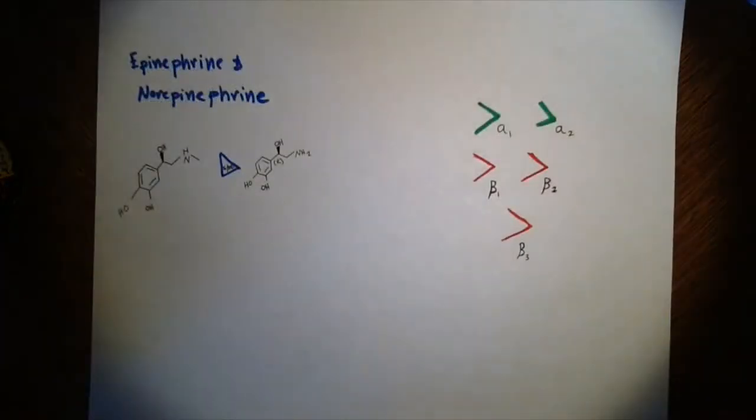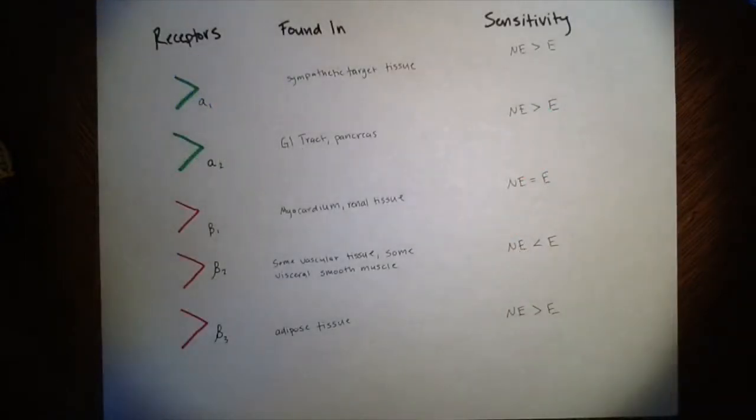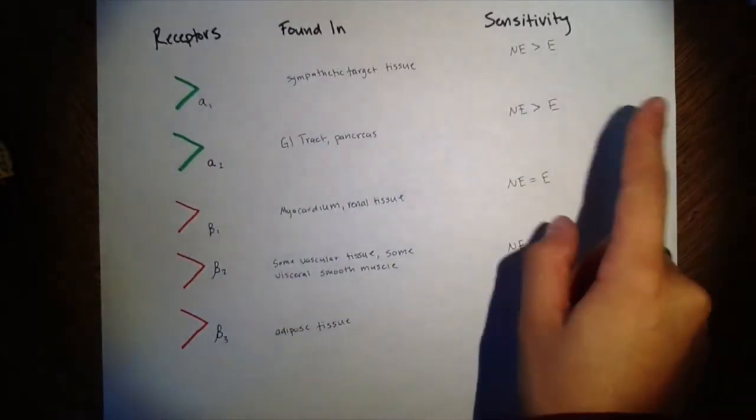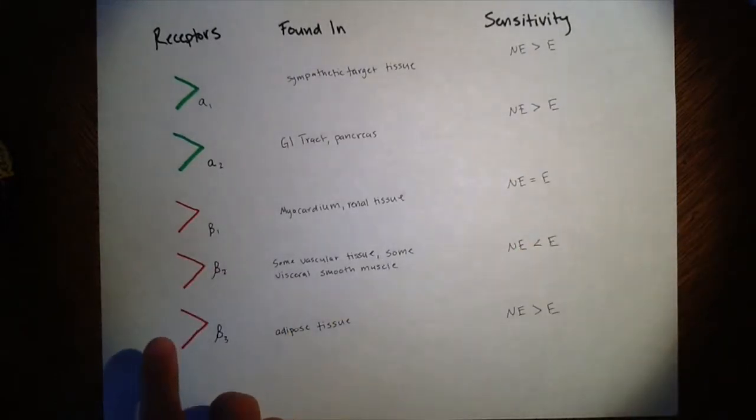So now we're going to look at epinephrine and norepinephrine. There are 5 receptors that they can bind to. They vary depending on where they are in the body and also in sensitivity, but those 5 are shown right here. So here are all the receptors, alpha 1, alpha 2, beta 1 through beta 3, and I've listed where they are found. And also right here, it states what receptor they're more sensitive to. So alpha 1 is more receptive to norepinephrine than epinephrine, whereas beta 1, they're about the same, and then beta 2 is more sensitive to epinephrine than norepinephrine.